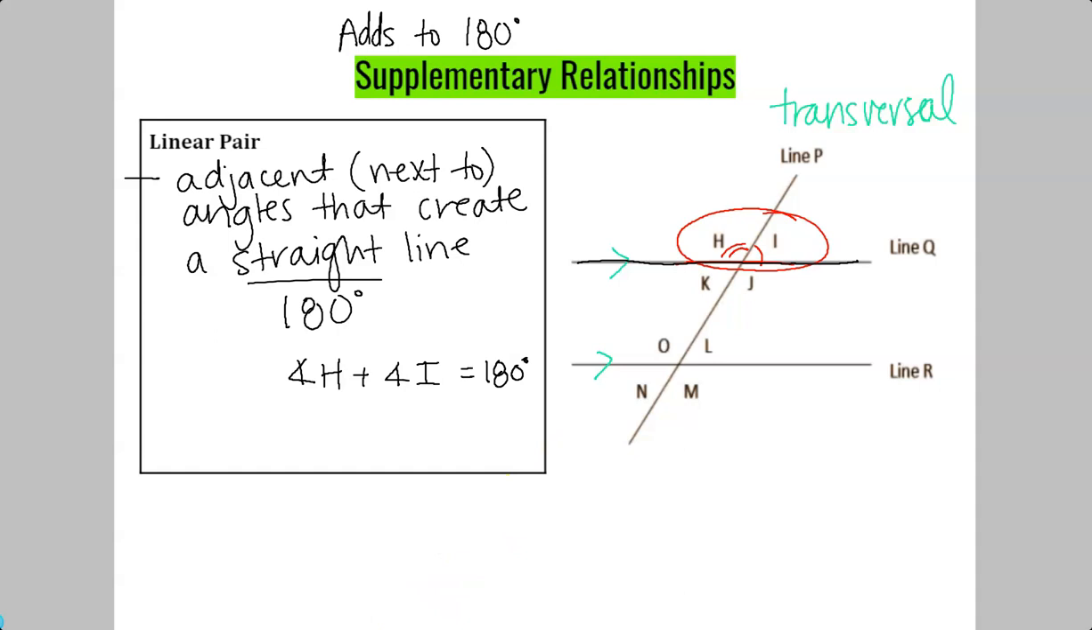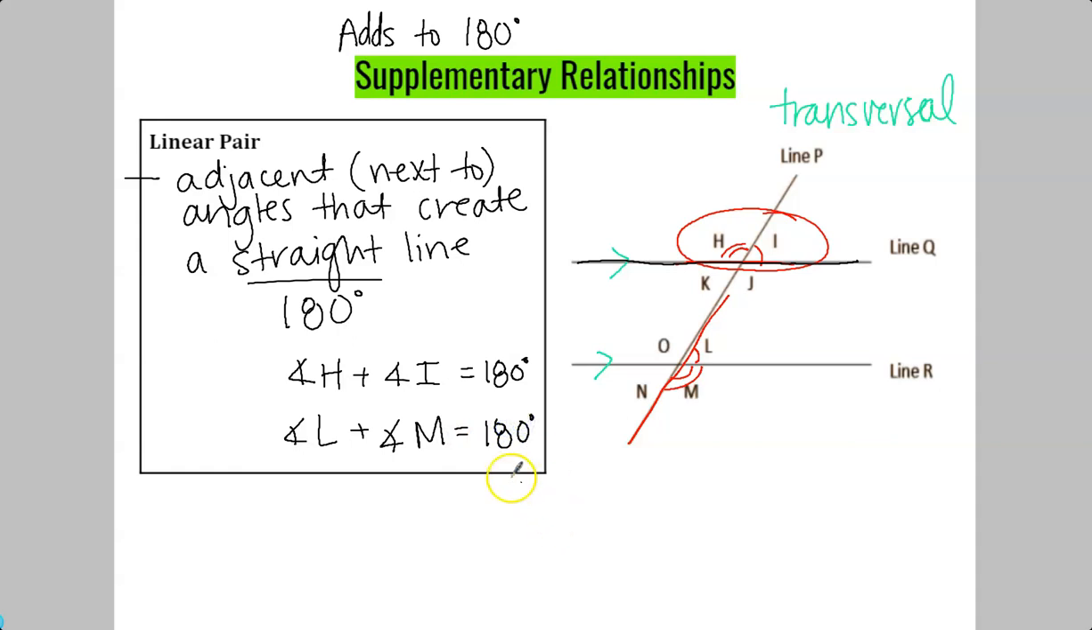All right, let's go ahead and look at one more pair. So let's look at L. So L would be linear with M, because again, these two angles together create the straight line that represents our transversal. So another example would be that angle L plus angle M is equal to 180 degrees.